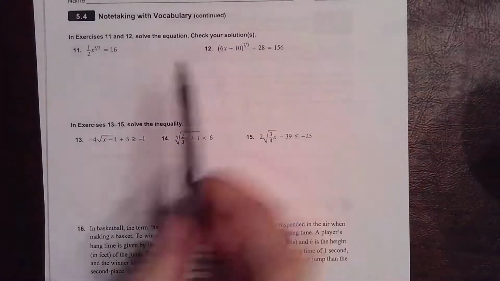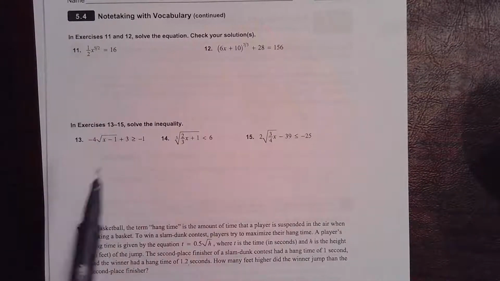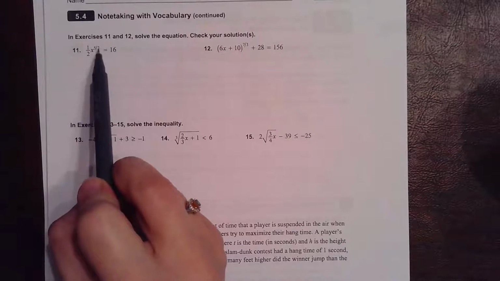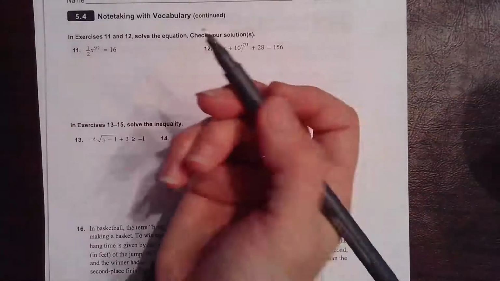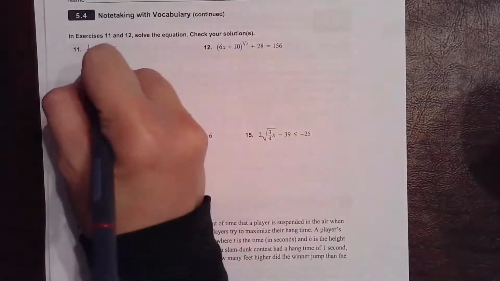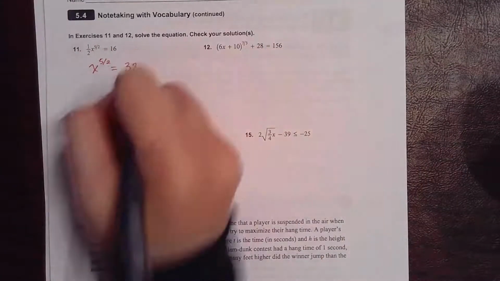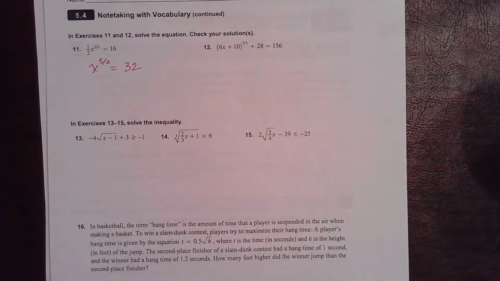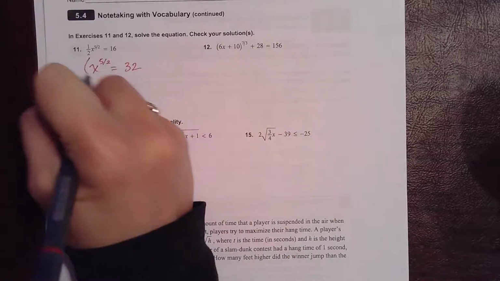All right, so number 11 says solve the equation, check your solutions. This one's written in a little different format, which is why I wanted to do this one. So this was written without the radical, it's written with the exponent. But the rules are still the same. Get rid of the 1/2. So you're going to multiply both sides by 2. So you get this. And then what we're going to do next is we're going to get rid of that 2/5, or that 5 over 2.